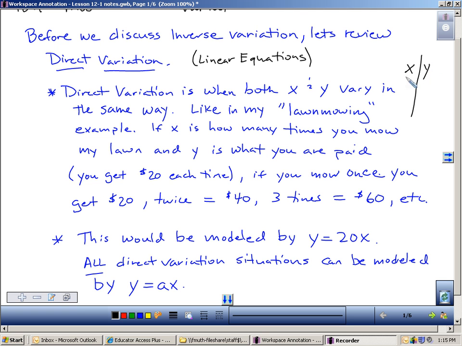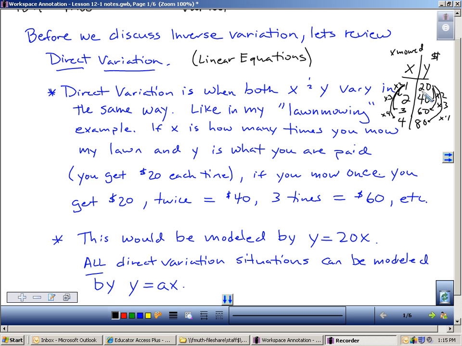So x is the number of times I mowed, and y is the amount paid, so I'll just put dollars and times mowed. If I mow once, I get $20. If I mow twice, I get $40. If I mow 3 times, I get $60. 4 times is $80, and so on. You notice if I double x, I double the pay. If I triple x, I triple the pay. If I quadruple x, I quadruple the pay. That's a linear pattern.